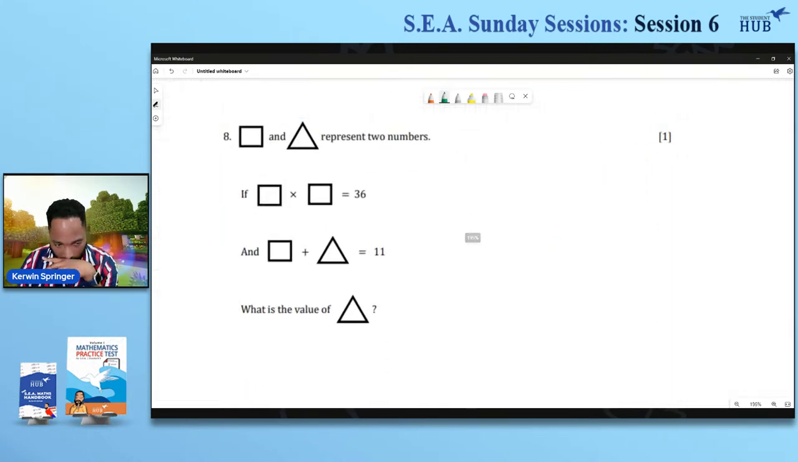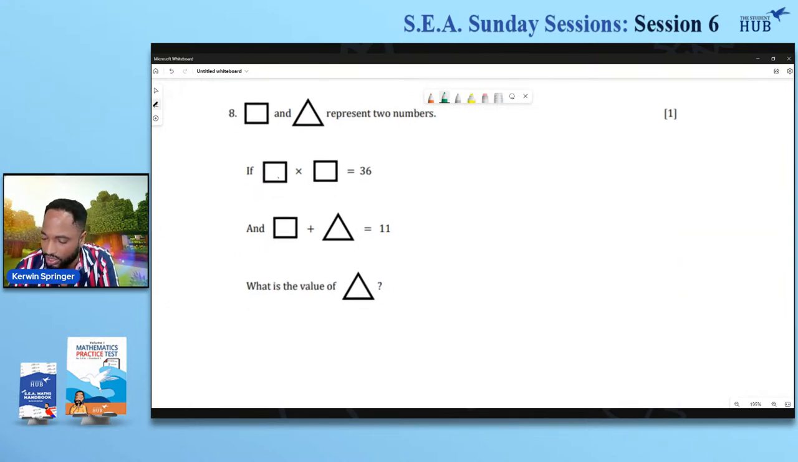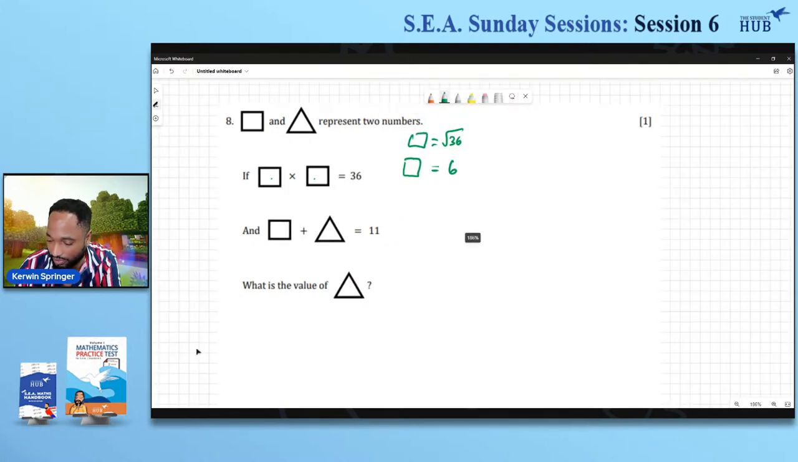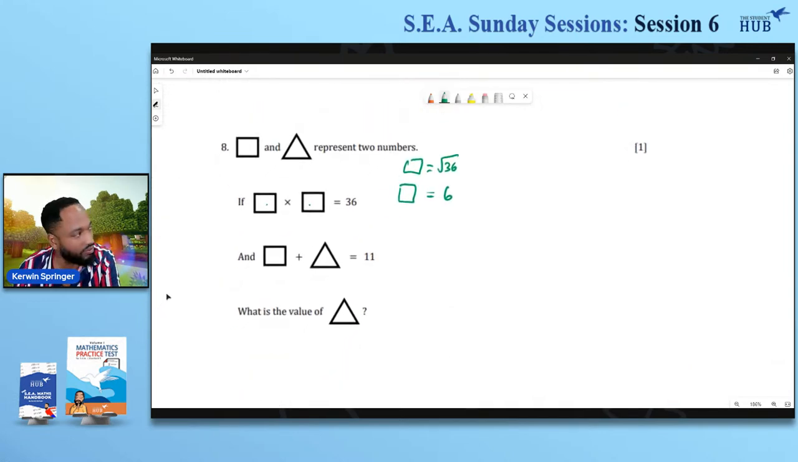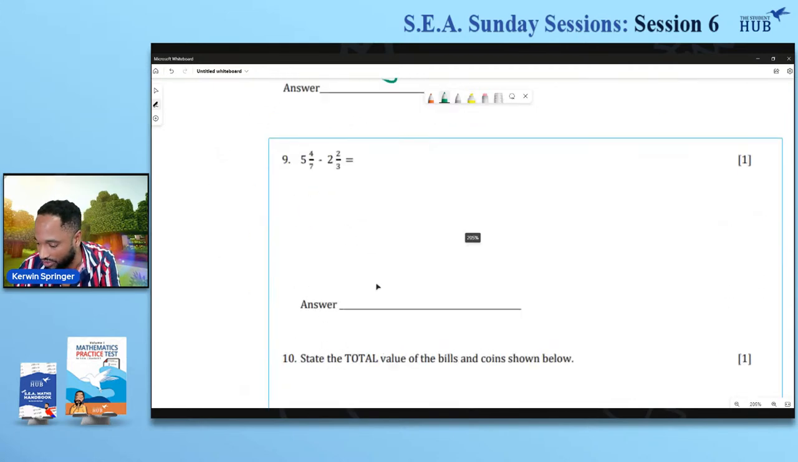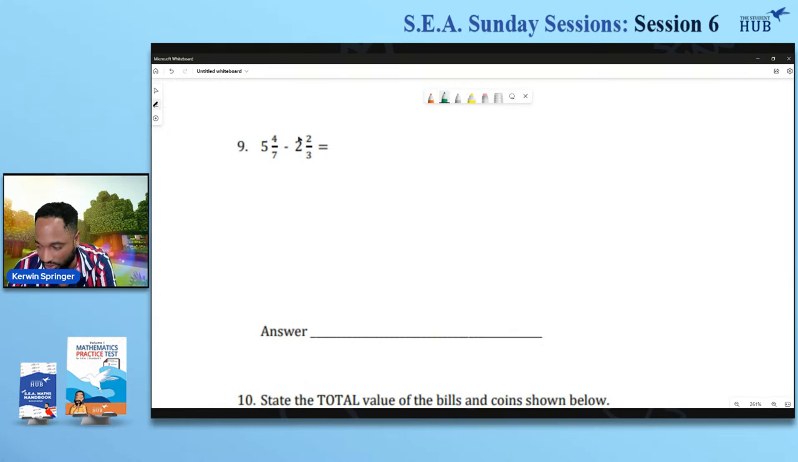Square and triangle represent 2 numbers. When I square the square, I get 36. So obviously the square is 6. Square has to be the root of 36. You have to go backwards. So square is 6, and 6 plus something is equal to 11. So obviously it's 5. Triangle is 5 because when I add 5 and 6, I get 11. So triangle is 5. Or I could say 11 minus 6. All right, so go ahead and write the answer for this one. And let me just check something real quick. Go ahead and write the answer there.